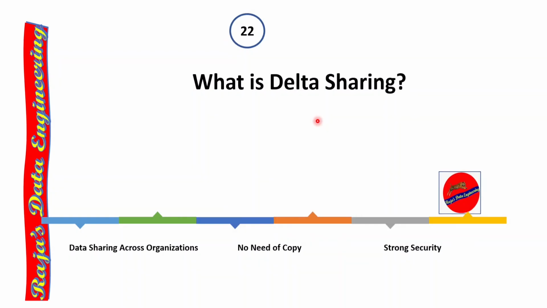Right. Moving on to the next question. What is Delta Sharing? Delta Sharing is one of the features provided by Databricks Delta Lake. With the help of this feature, we can share data across organizations. Within our company, we might have multiple organizations, so we can share the data across different organizations. As a result, we don't need to copy the data, and we can have complete control because strong security protocols are used for this Delta Sharing feature. With the help of that, we can securely share the data across different organizations.